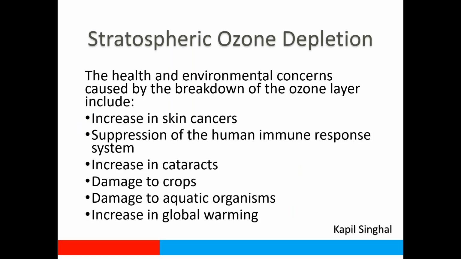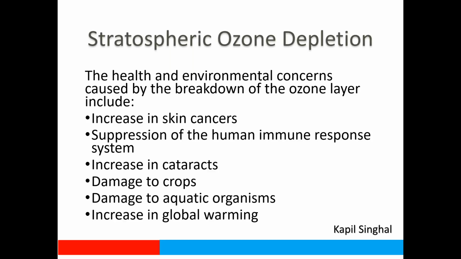Now what happens if the ozone depletes? When we say ozone depletes, it means O3 becomes O2. There are going to be adverse health effects on us, on crops, on aquatic organisms, as well as on global warming. We can see skin cancer, cataracts, and immunity deficiency because of the ozone layer depletion, because of the ultraviolet B radiation. So this is something which is very important.